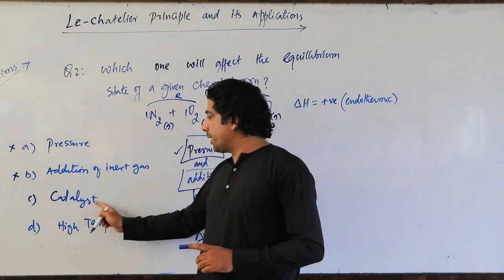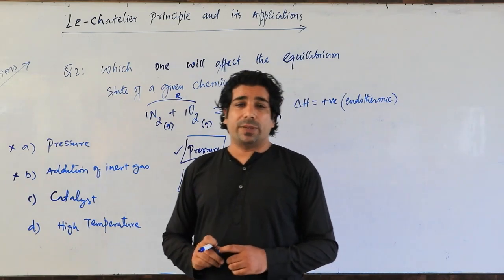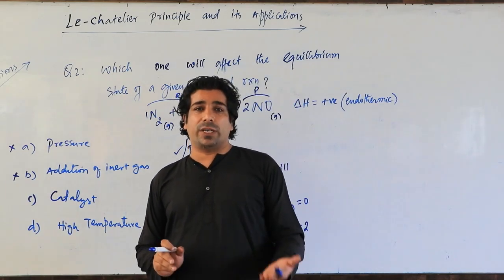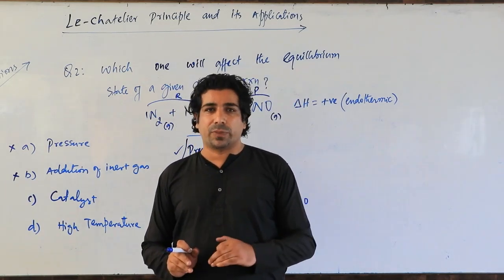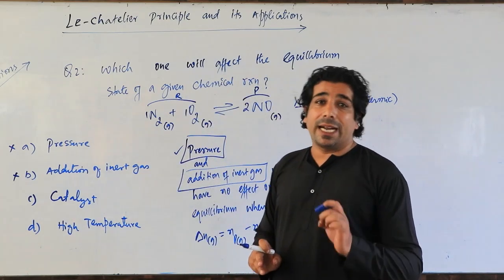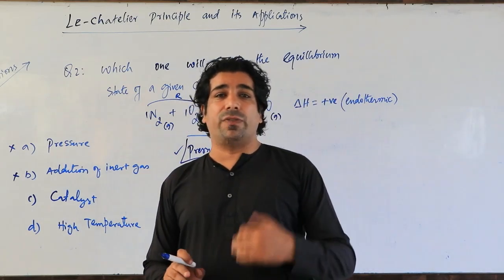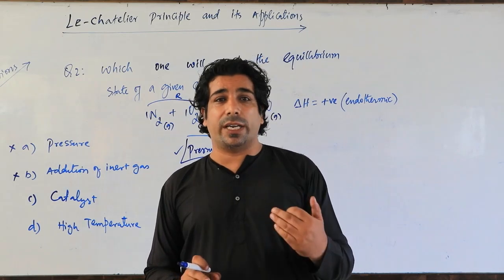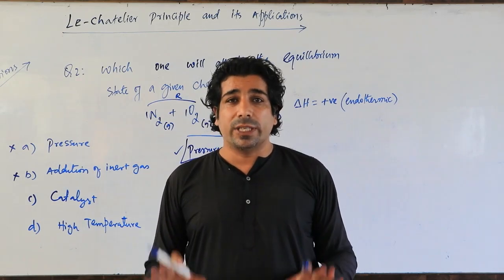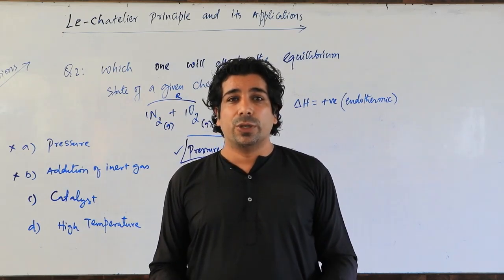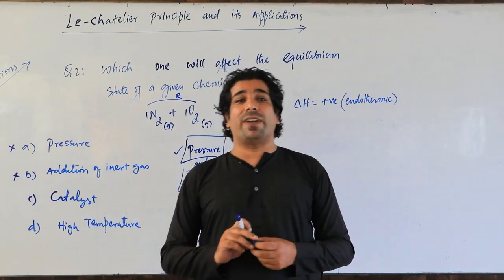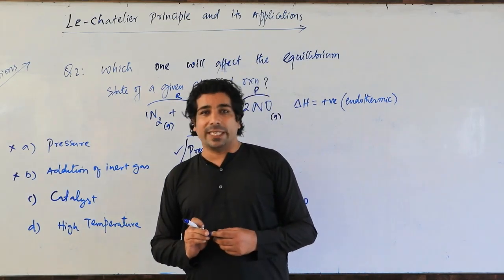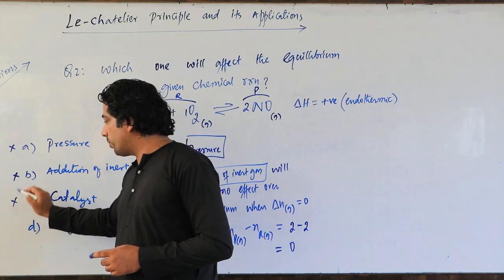Okay. Let's go to the catalyst. I told you last time, catalyst will increase the rate of forward reaction and backward reaction equally. What is the role of catalyst? Catalyst increases the rate of forward reaction and backward reaction equally. So the net change is what? 0. So catalyst also does not affect the equilibrium state. So this is also not your answer.